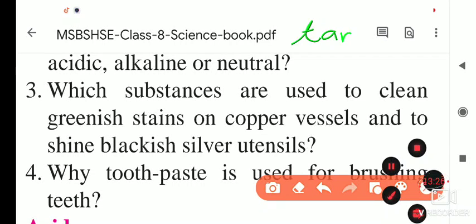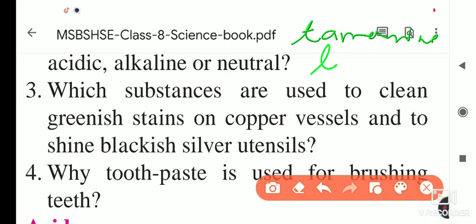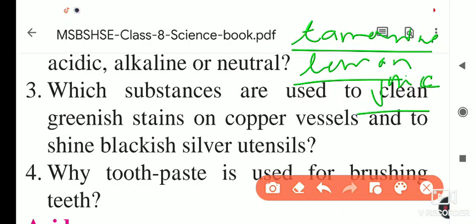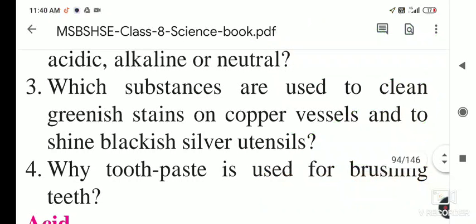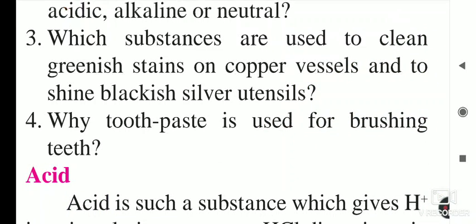That is tamarind. They used tamarind and lemon juice. Lime means what I told you, that is Suna. And then sometimes they use pickles also. Pickle is made up of what? Mango, and raw mango is sour in taste. Tamarind, lemon or pickle, whatever is there, these are all acidic in nature, and we use them to clean utensils made of copper or silver.